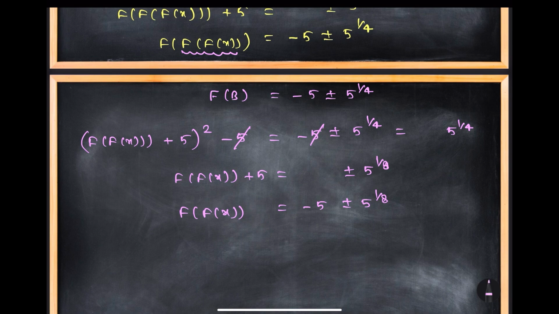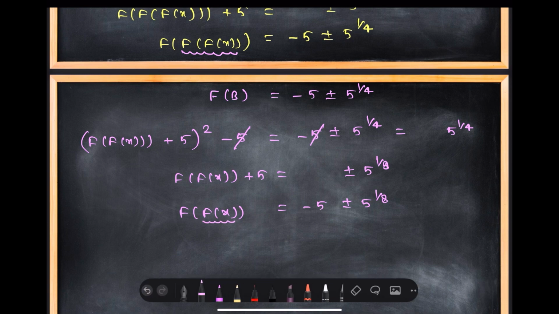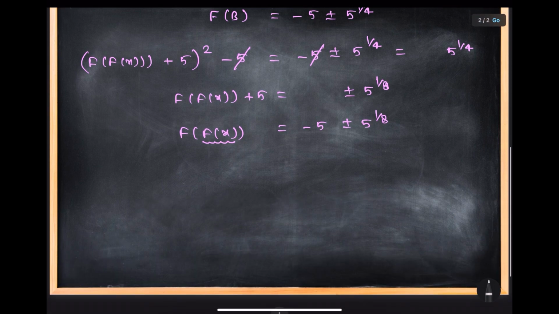Now can I assume this person to be C? Okay, so that we can conclude the answer. So you have to replace x with C. So it is f of x plus 5 whole square minus 5 is equal to minus 5 plus or minus 5 power 1 by 8. So minus 5 is gone. Again you know that we have to apply the same idea.